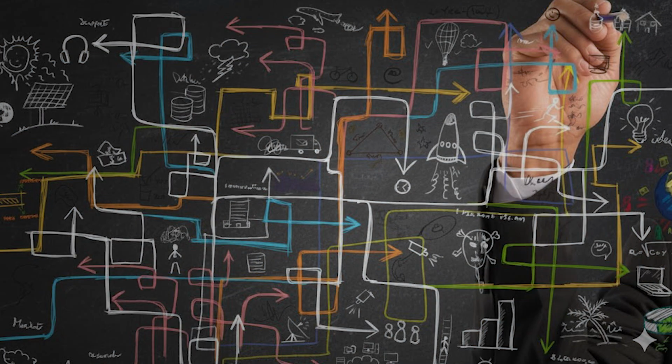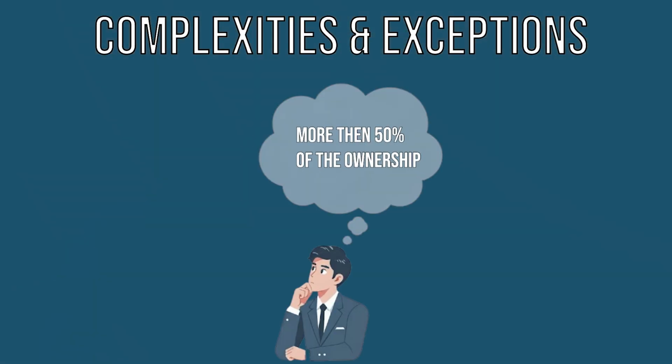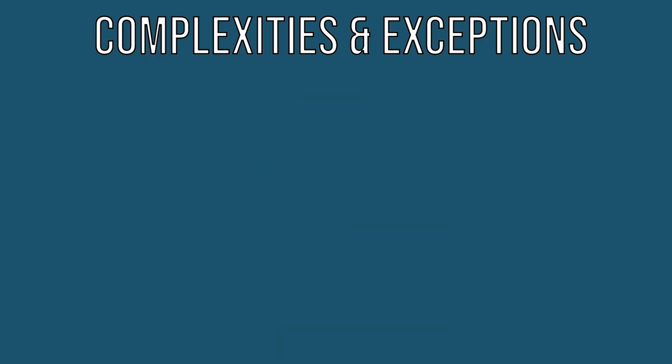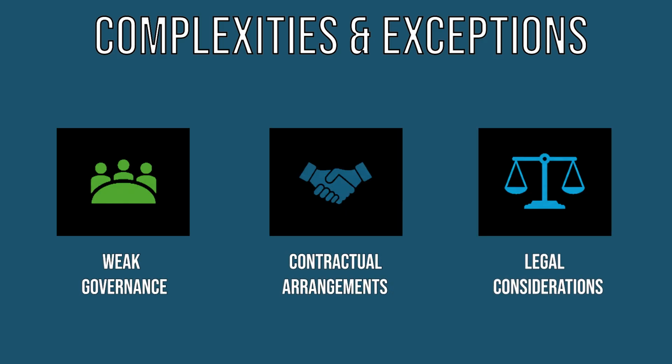Now let's talk about some complexities and exceptions to the rule. The ownership percentage we mentioned was just the starting point. Real-life examples are much messier. You might have more than 50% of the ownership, but not have control. How? It might be due to weak governance, contractual arrangements, or legal considerations.